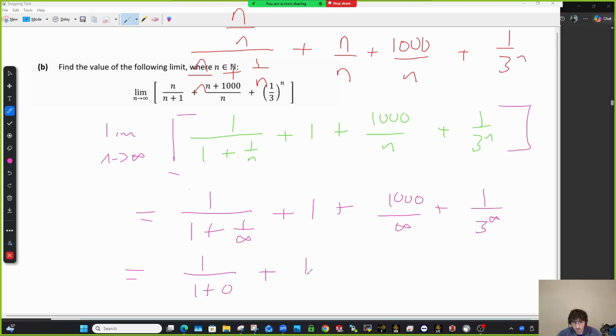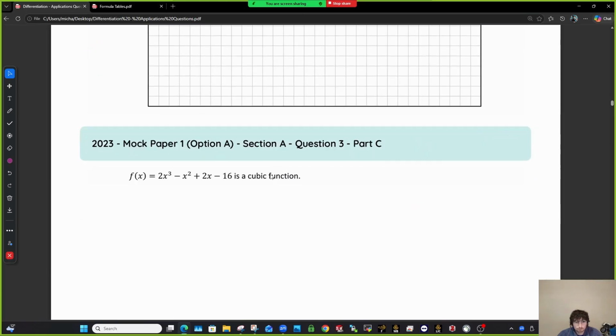1 over infinity is 0. If you don't believe me, type into your calculator 1 over 10 million. You'll see the number is basically 0. Then type in 1 over 100 million, and you'll see it's 0. And again here, 1000 over infinity is 0. And then 1 over 3 to the infinity, as we showed you ago, is 1 over infinity as well, so that's also 0. And so I'm seeing 1 over 1 plus 1, so the answer is 2. Okay, cool. Nice little question.